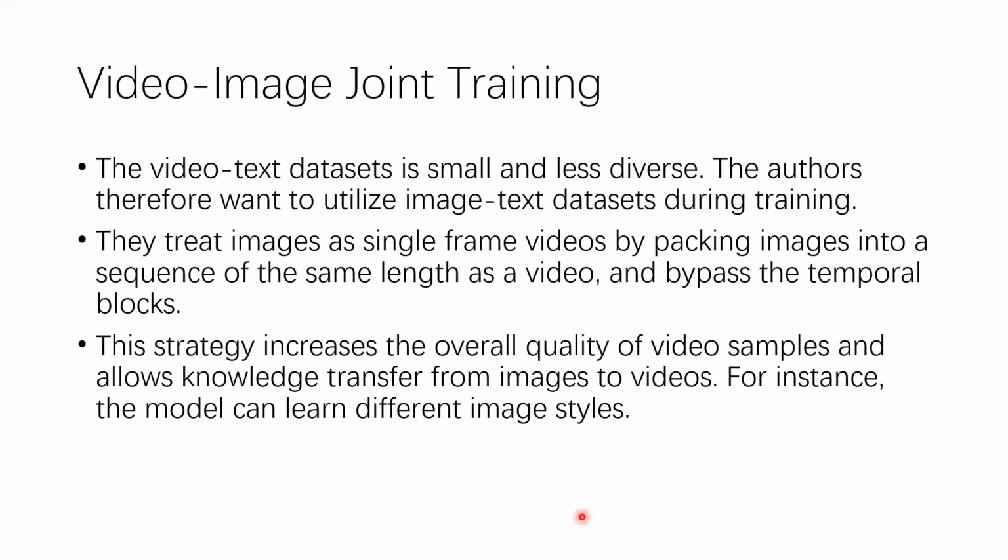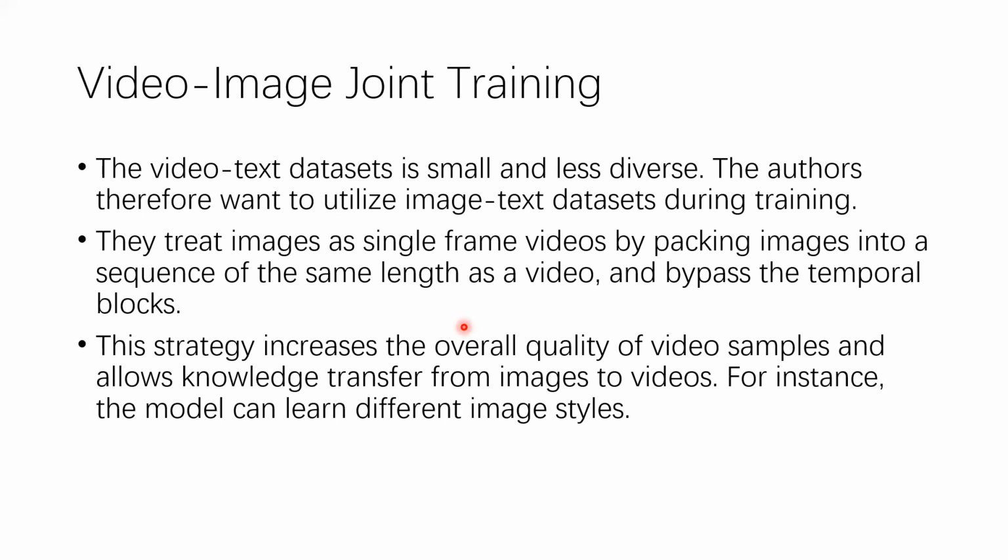And then another technique they used to help the training is video-image joint training. So the video-text data is actually not enough. It's small and less diverse. So they want to utilize the image-text datasets during training. And they do that by treating images as single-frame videos, by packing the images into a sequence of the same length as a video, and they bypass all the temporal blocks.